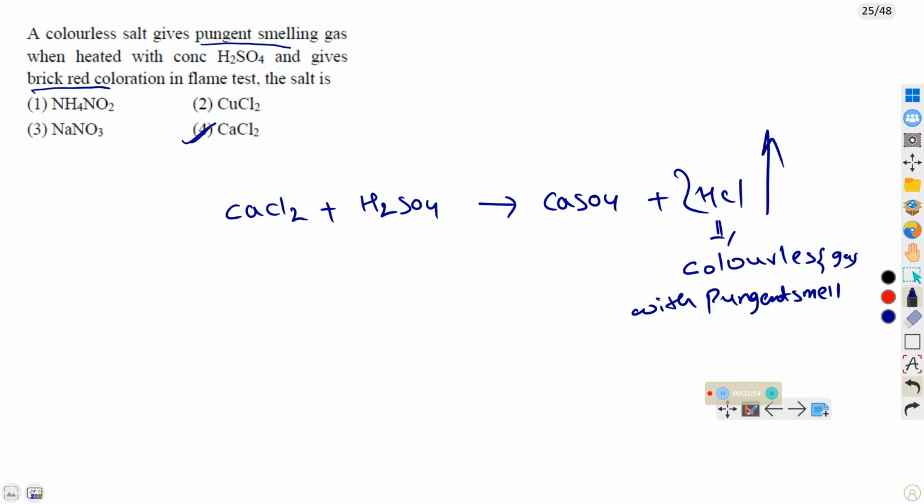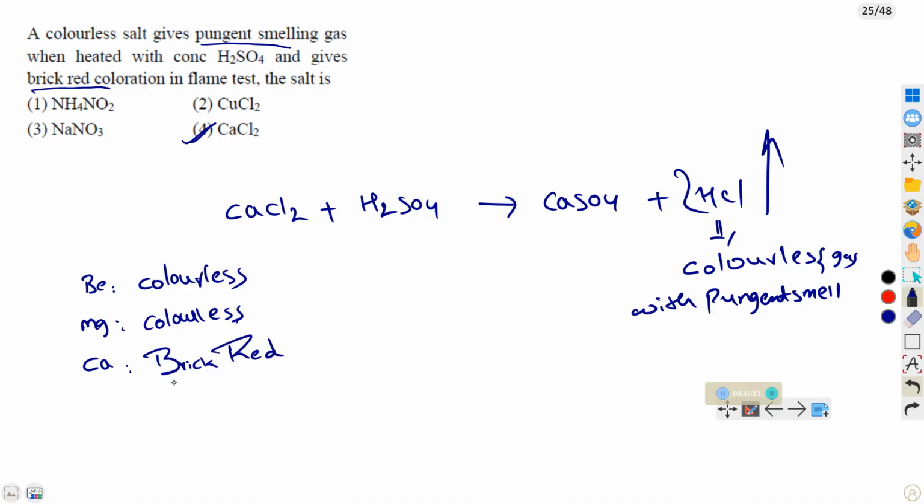Flame test colors. Beryllium colorless. Magnesium colorless. Calcium brick red. Strontium crimson red. And barium is apple green.